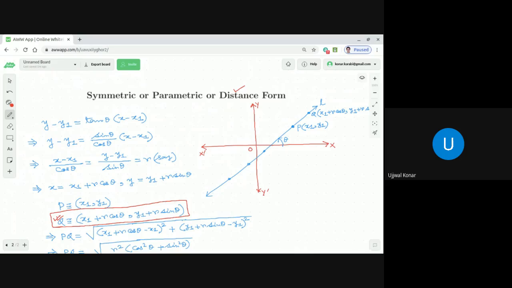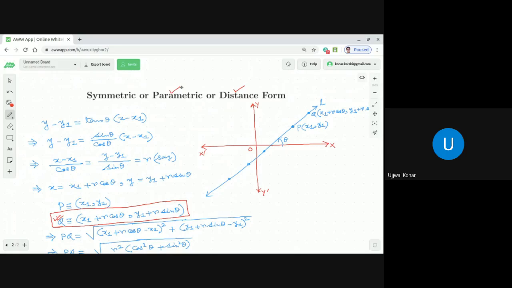But whereas in whatever we have discussed so far, you always take a point, let's say alpha comma beta, as an arbitrary point on the straight line. So you have two unknowns, alpha and beta. But here we are representing a point on that straight line as x1 plus r cos theta comma y1 plus r sin theta, only one parameter, that is theta. So it is preferable. That is why it is also known as a parametric form.